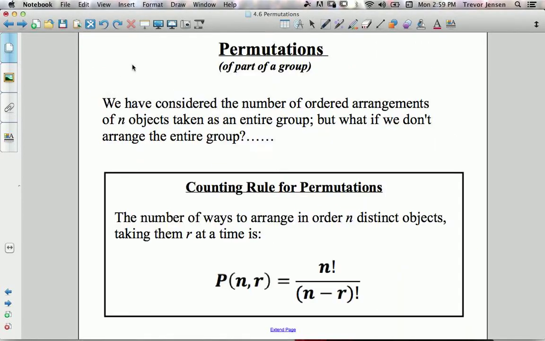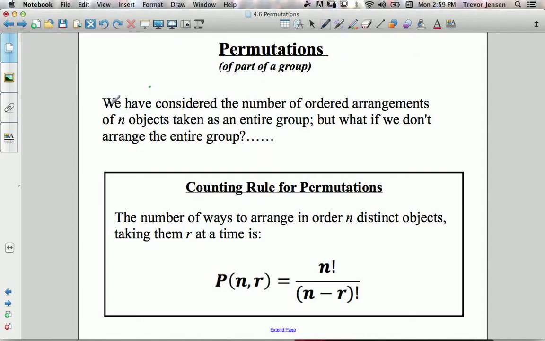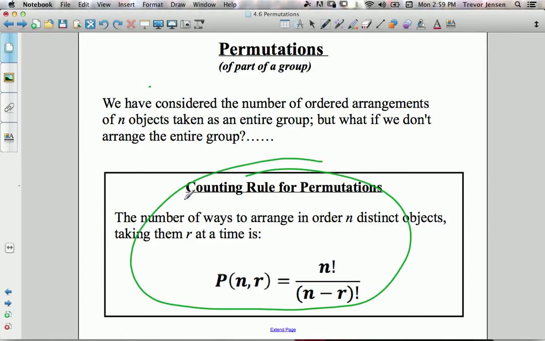Okay, the other type of permutation problem you may have is when we want to consider the number of ordered arrangements of n objects taken r at a time. So far, we've looked at the number of ordered arrangements of n objects taken as the entire group. But what if we don't want to arrange the entire group? What if we just want to take part of the group? So that's where this counting rule for permutations is going to come from.